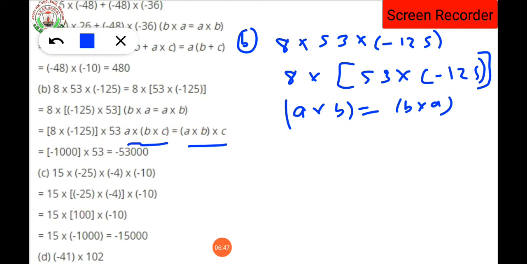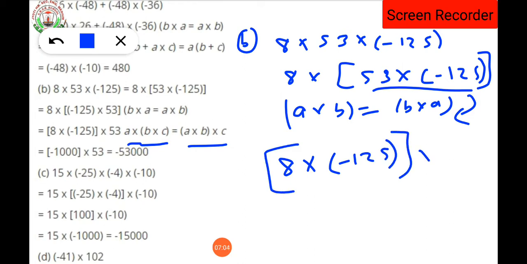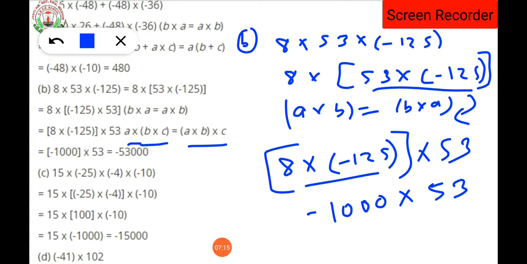So up to here, the property we are using is the commutative property. And after this we are going to use the associative property, that is 8 into minus 125, close the bracket, into 53. When this is multiplied we get the answer as minus 1000. That minus 1000 will be multiplied with 53. We will get the answer as minus 53,000. Clear, everyone, how to solve?